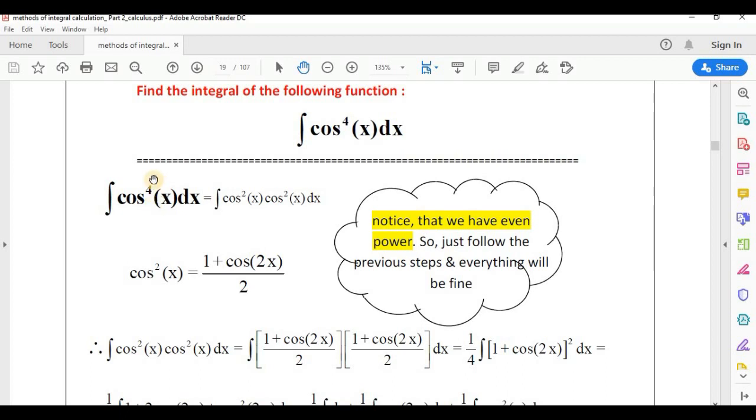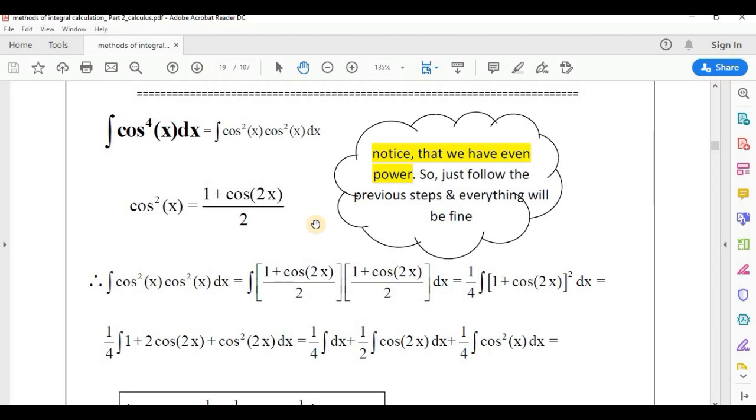We withdraw 2 from the exponent. We have here 4. We withdraw 2, it will become 2. So the integral will become integral cosine square multiplied by cosine square dx. And we will use the relationship for the double angle. We have here cosine, so we will use cosine square equal 1 plus cosine 2x all divided by 2.